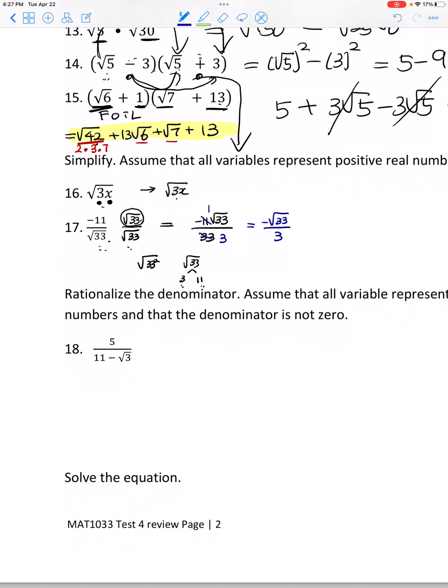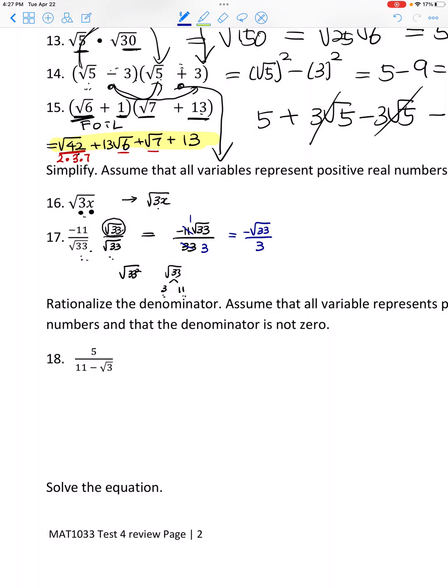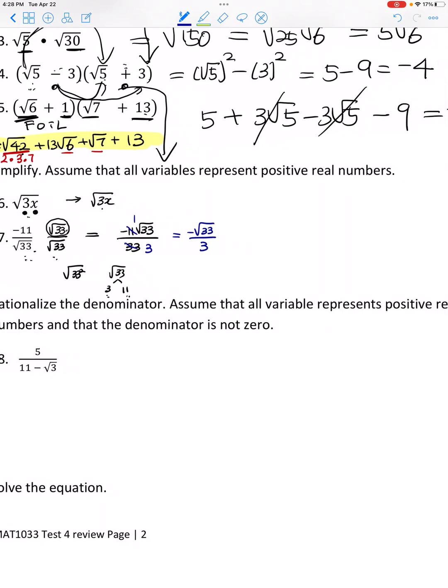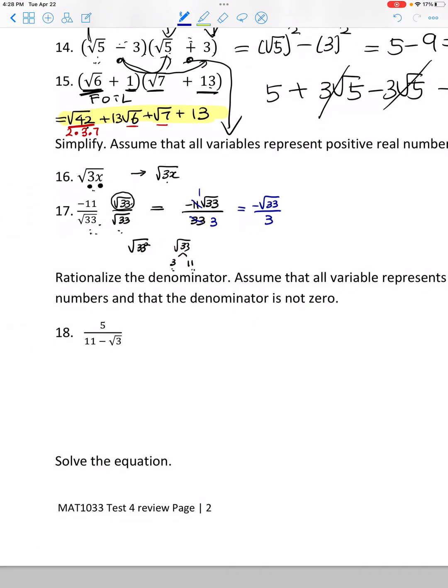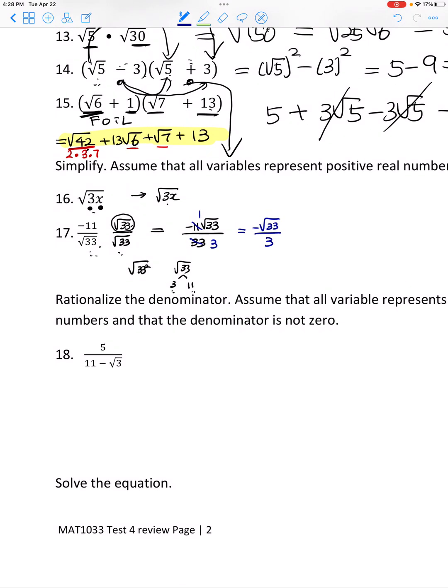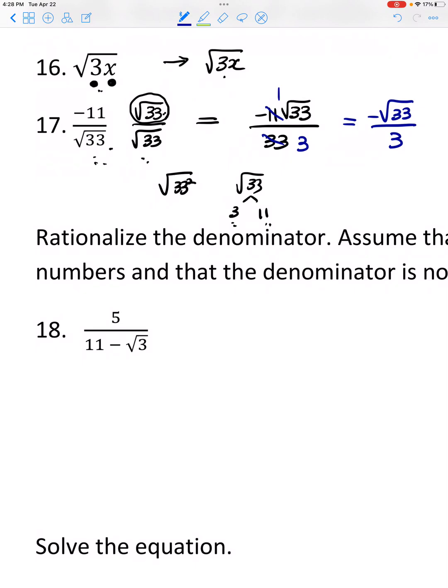Okay. 18. Rationalize the denominator. Assume all variables represented are positive real numbers and the denominator is not going to be 0, right? Alright, so I need to rationalize it. They do not like a radical. You see, the radical should not be at the bottom. So you multiply by the conjugate. The conjugate means 11 plus radical 3. You use the same expression, 11 radical 3, but the middle operation is opposite.